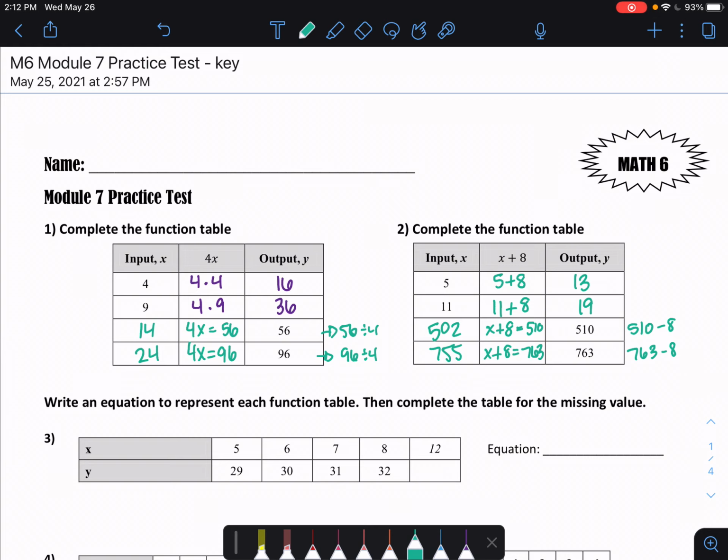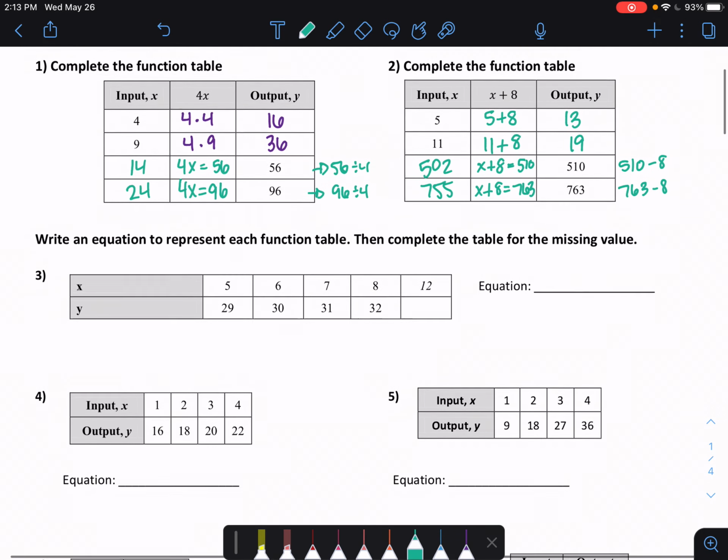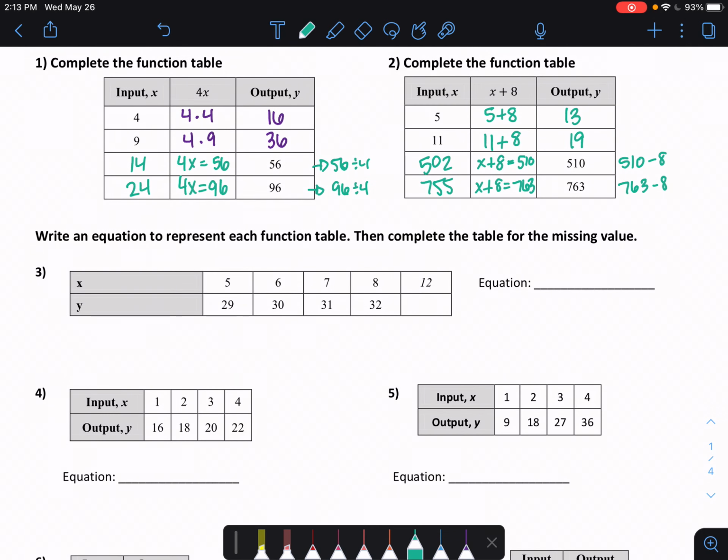For number 3, I'm going to write an equation to represent the rule in the table, and then I'm going to fill in the last box at the end. So normally I would have this be a different color to fill in at the end. So first I'm going to check and make sure that my inputs go by 1. So again, we're not going to include this. So plus 1, plus 1, plus 1.